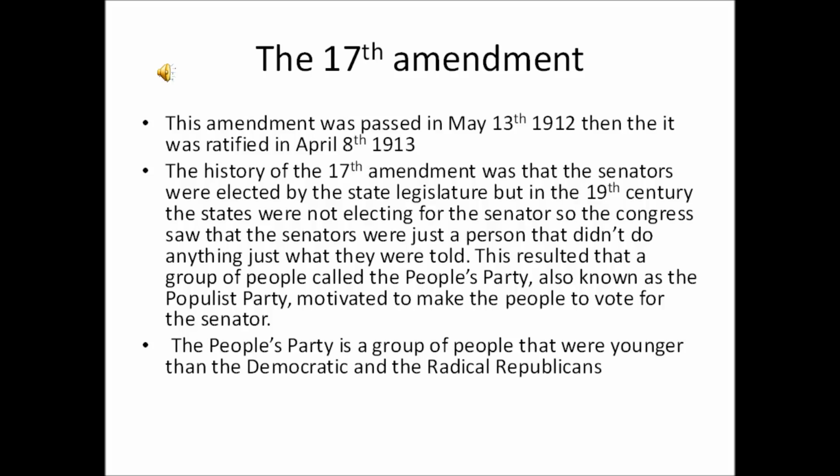The history of the 17th Amendment was that the senators were elected by the state legislature, but in the 19th century, the states were not electing for the senators, so the Congress saw that the senators were not just the people that didn't do anything, just what they were told. This resulted in a group of people called the Popular Party, also known as the Populist Party, motivated to make the people vote for the senators. The People's Party is a group of people that were younger than the Democrat and the Radical Republican.